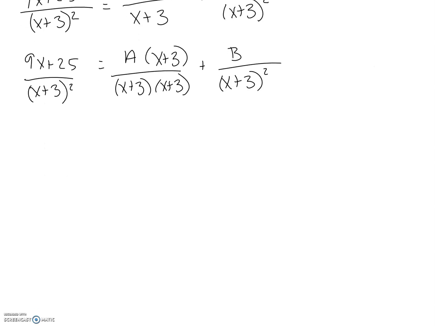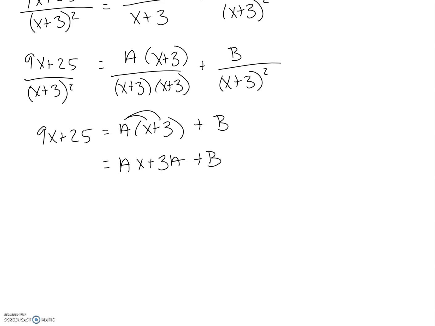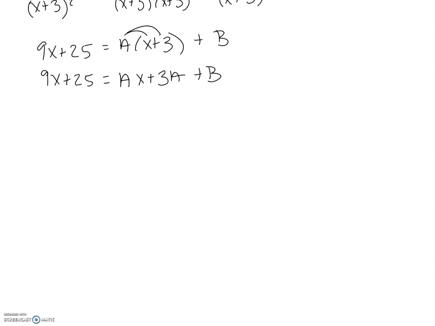Now again, since all of my denominators are the same, I focus on the numerators. 9x plus 25 equals a times x plus 3 plus just plain old b. So this time when I'm distributing, I only have to distribute the a. And I know this seems a little bit more complicated at first, but this is actually, in my opinion, one of the easier problems.